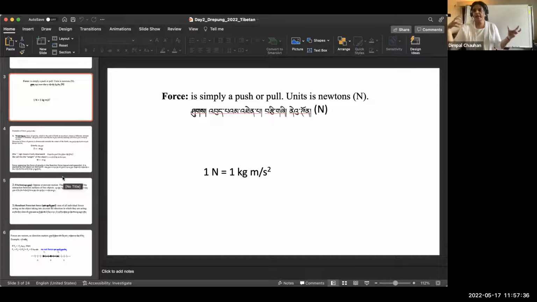So force is just applying any kind of like, push or pull, and its unit is Newton.